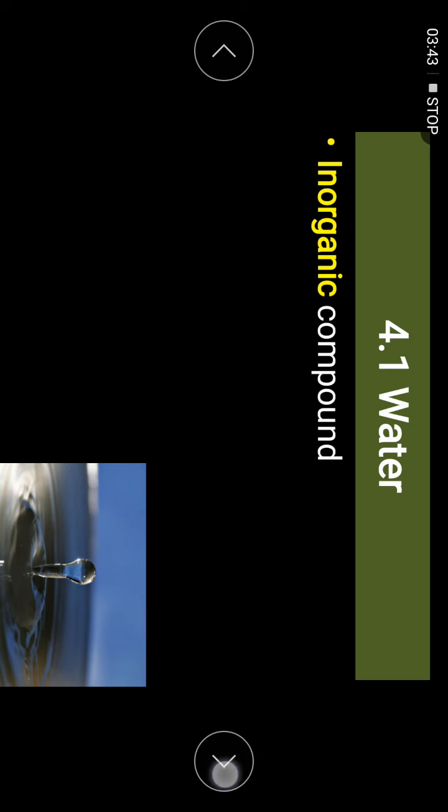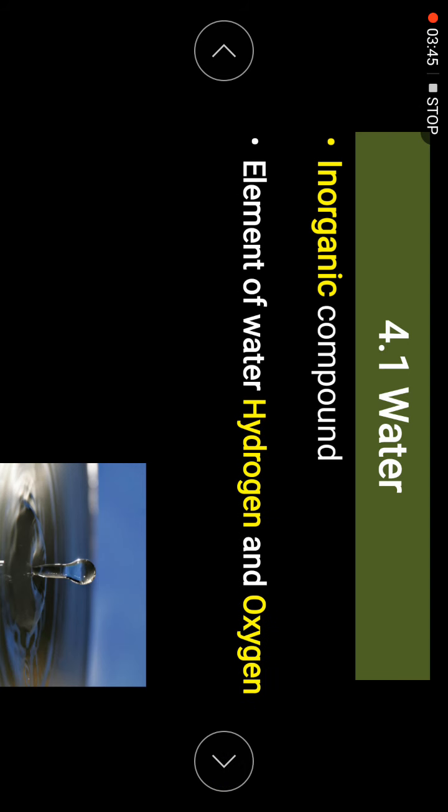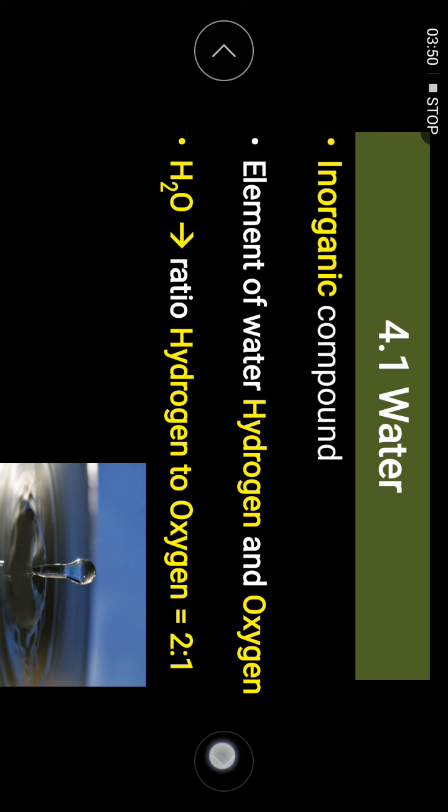Now we go on to 4.1 water. So every one of us knows what is water. Okay, H2O. Can you see C inside H2O? No. So when there is no C element or carbon element, it is an inorganic compound. So this inorganic compound is made of hydrogen and oxygen in the ratio of 2 to 1. Now, for your form 4 exam purposes, you will need to know the properties of water.